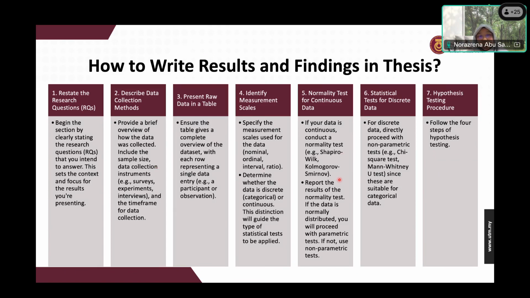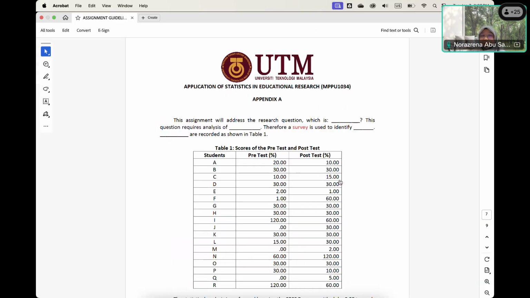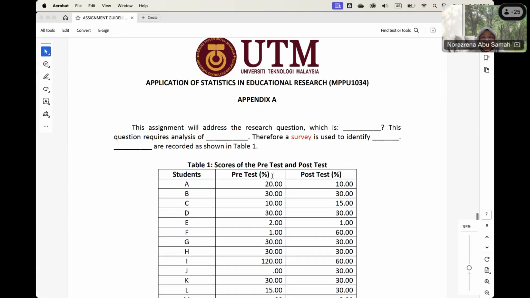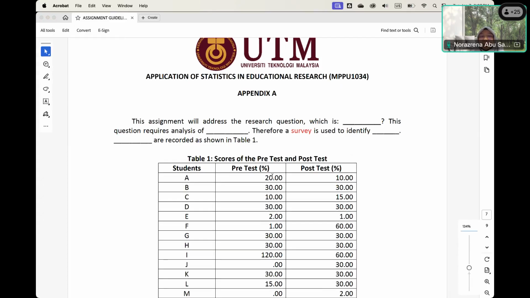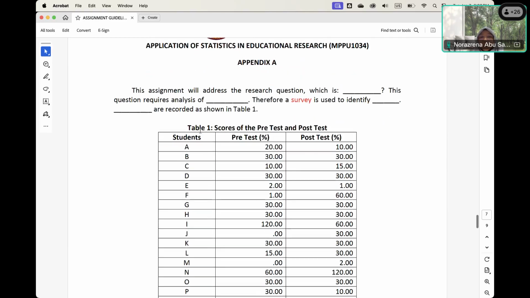How to do this? Let me show you. This is just an example. This is actually the assignment in my ODL class, but I would like to give them an exercise to write it. It starts with, for example, this topic will address the research question. Mention the research question. This question requires analysis of what, from which instrument, which data that you collect once or twice. Let's say this is for pre-test and post-test.